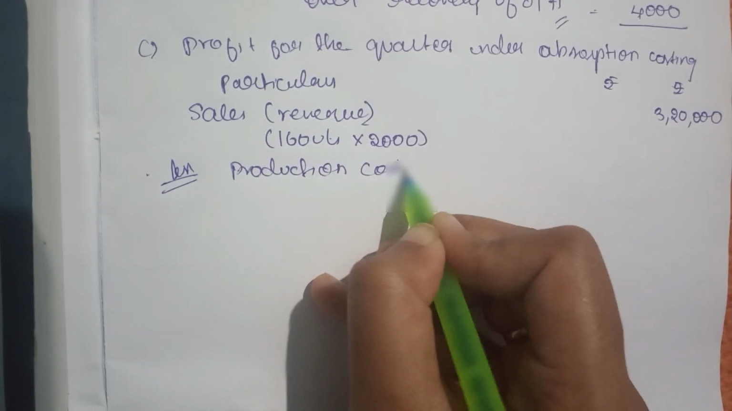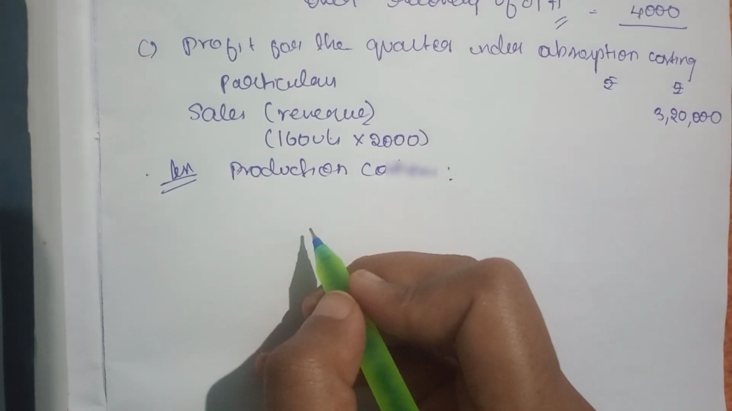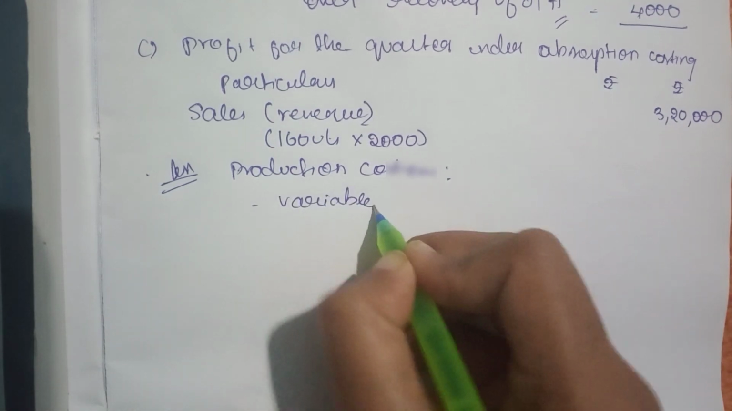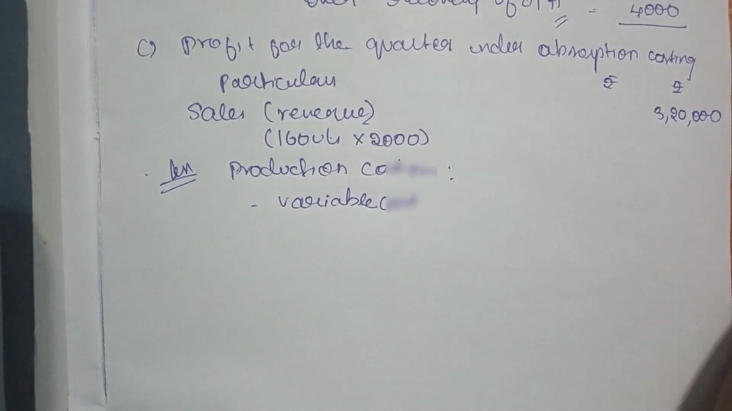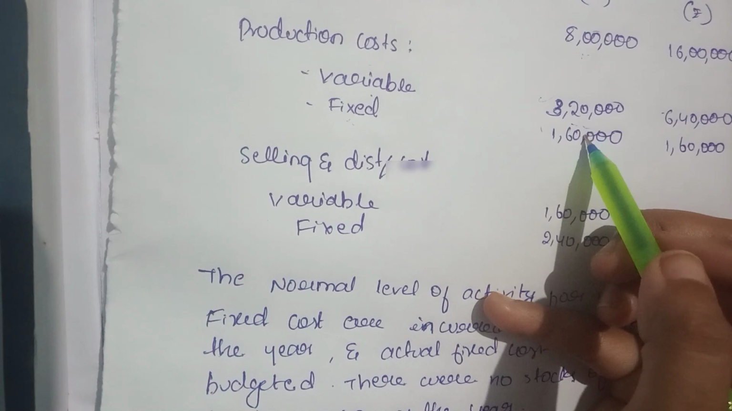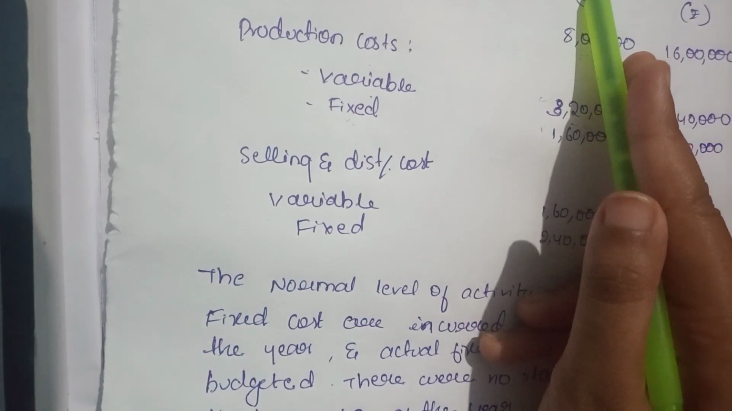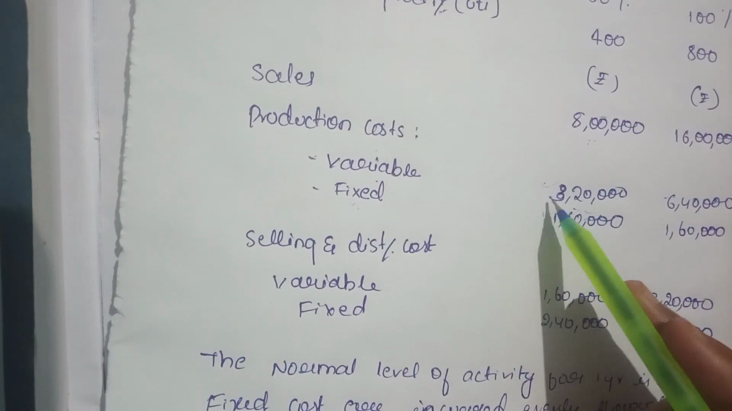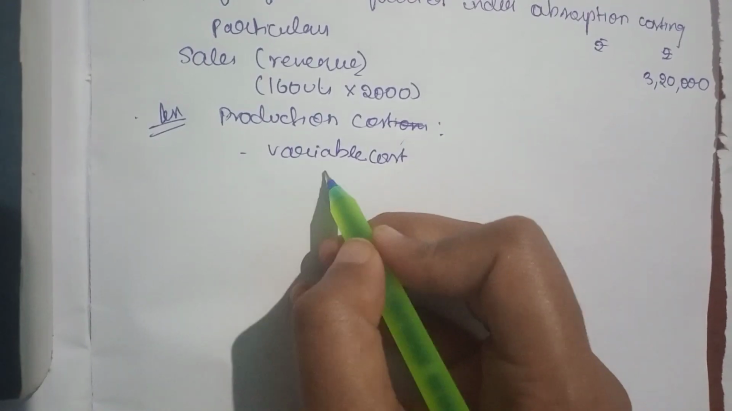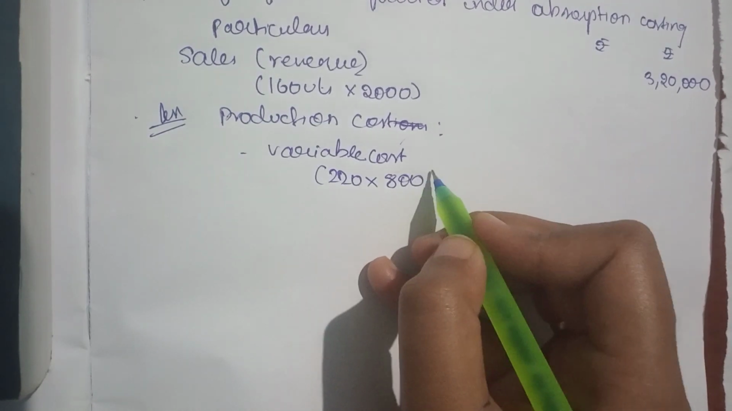Especially in this absorption costing, both fixed and variable overheads will be there. So variable cost: in the question they have given that variable cost is 3,20,000. This is for 400 units. So just divide that by 400 units, and multiply by 220 units, and if we divide that per unit we get 800 rupees.